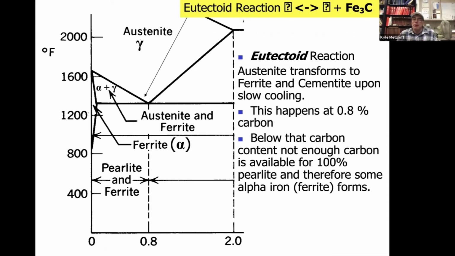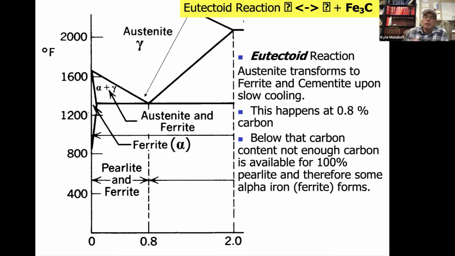But anyway, the deal is that we go from austenite at 0.8%. Remember, that's a number that I told you to remember. At 0.8% and at 1333 degrees Fahrenheit, it goes from austenite directly to ferrite and cementite. Even it talks about perlite here. Ignore that for a couple seconds, because remember, perlite is made up of those alternating layers of ferrite and cementite. So it's saying the same thing, but it's a little confusing right now.